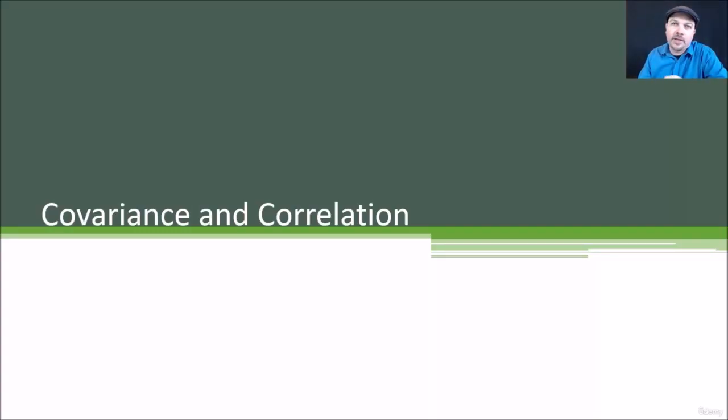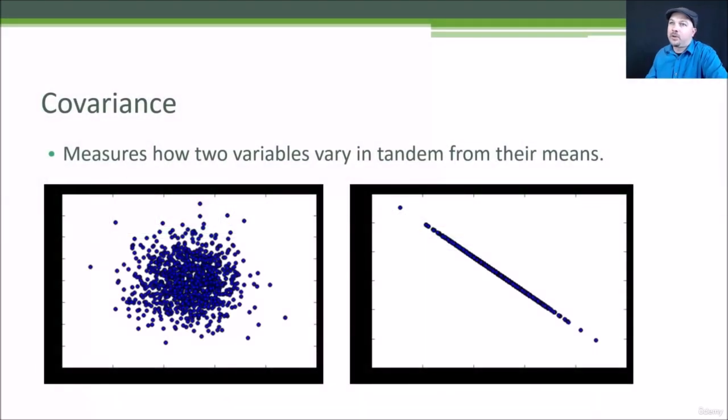Next, let's talk about covariance and correlation. These are ways of measuring whether two different attributes are related to each other in a set of data, which can be a very useful thing to find out. So let's talk about covariance.